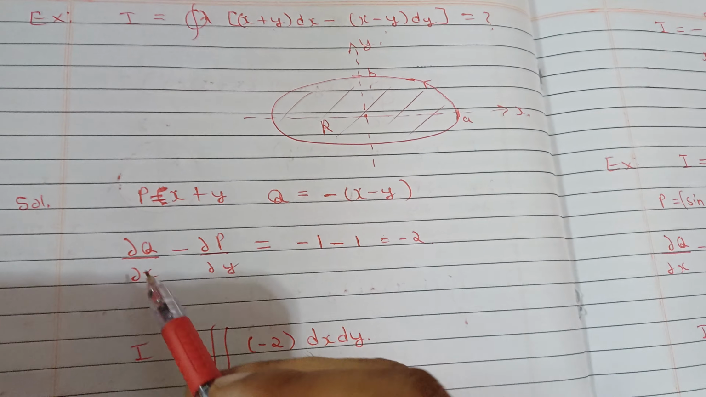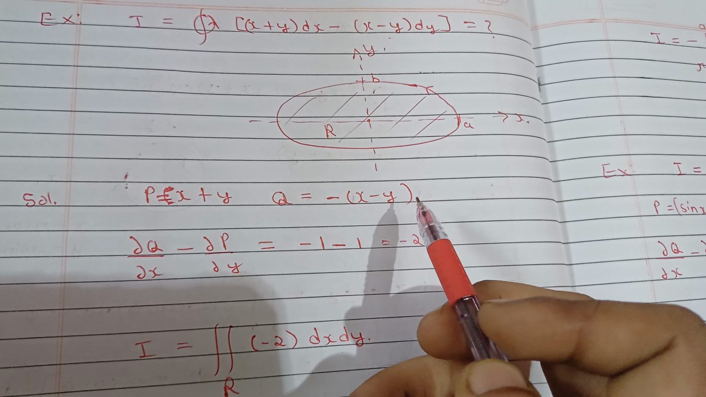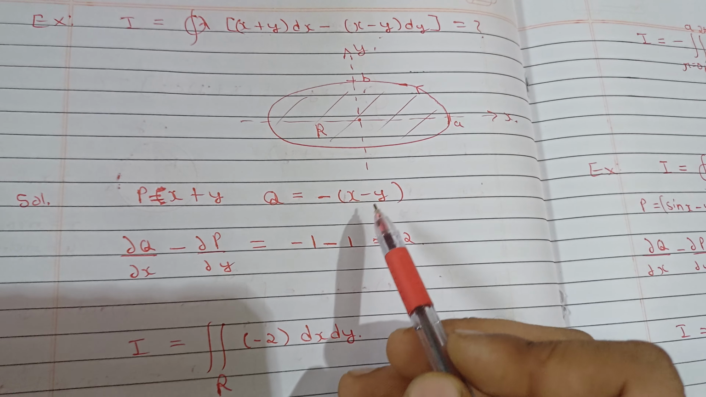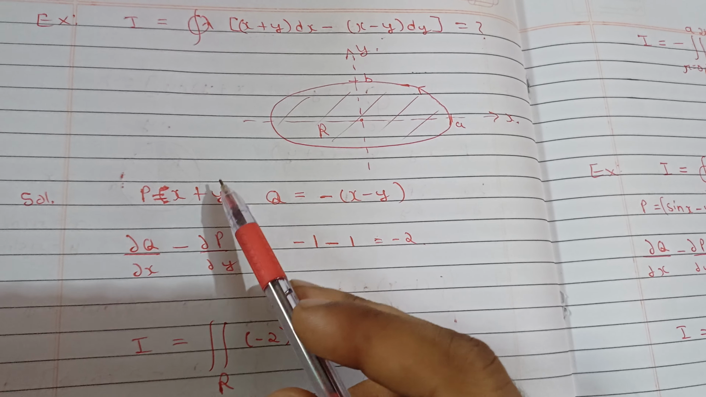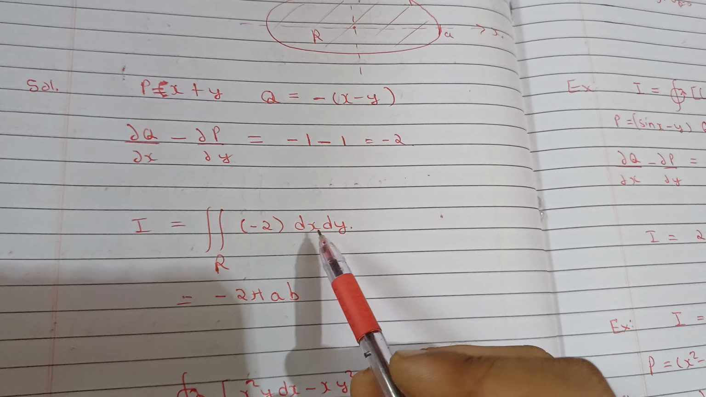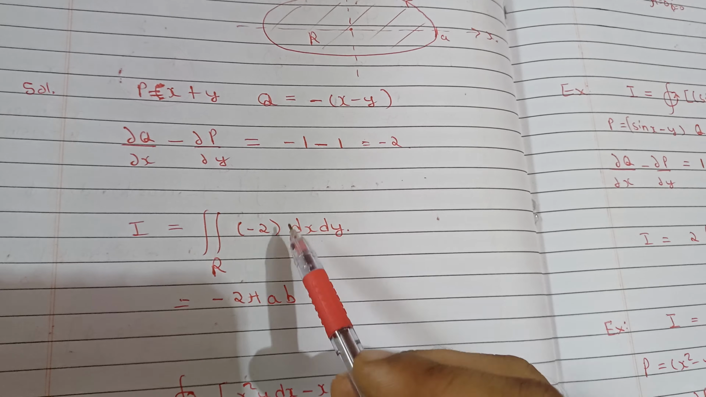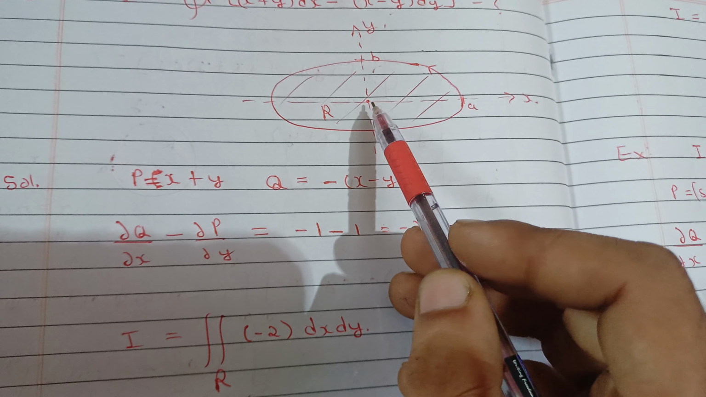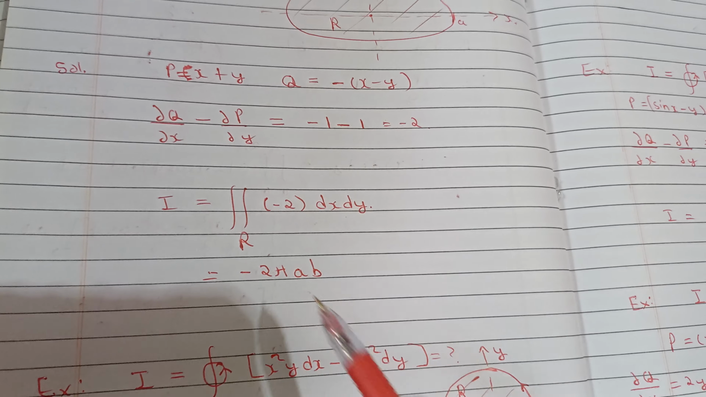Now we need to find. So p is x plus y, q is minus x minus y. So find del q by del x minus del p by del y. Del q by del x will give you minus 1 and del p by del y will give you 1. So it will be minus 1 minus 1, it will give you minus 2. So it will be minus 2 dx dy. Now see, this dx dy represents the area of the curve. And we know this is an ellipse already, so we can directly write the area, that is pi ab. So that will be your answer.